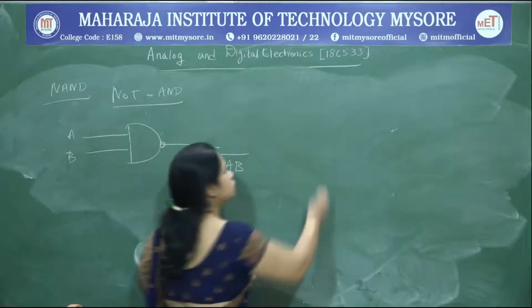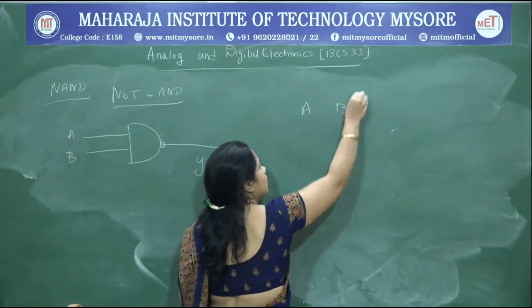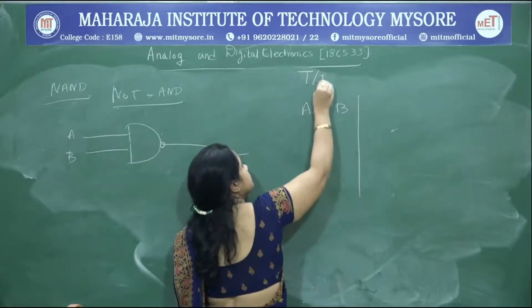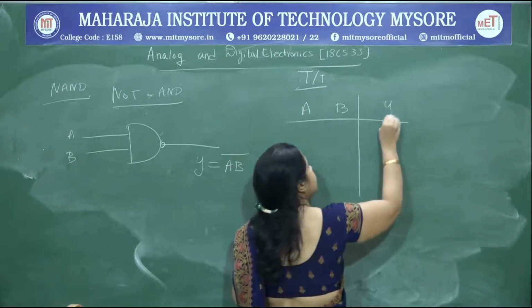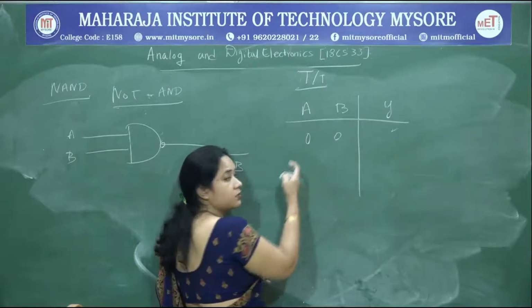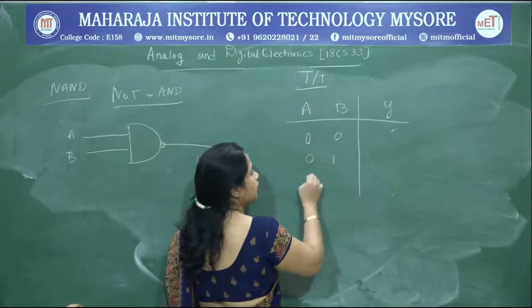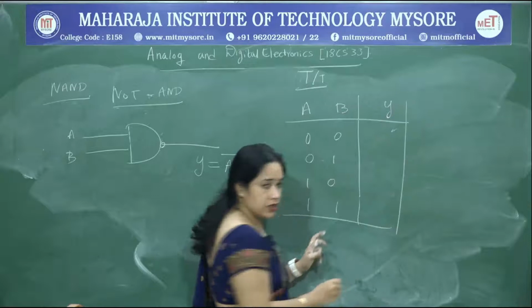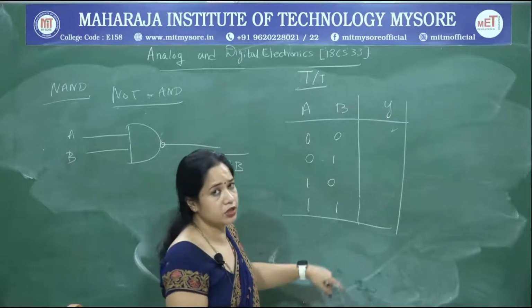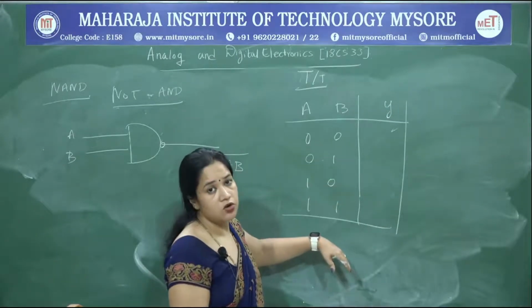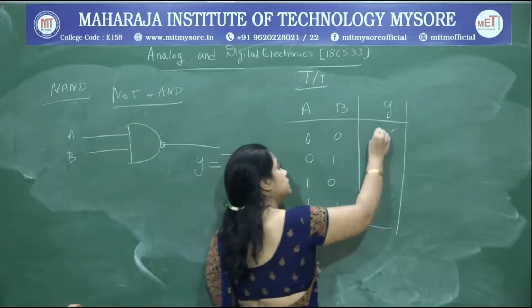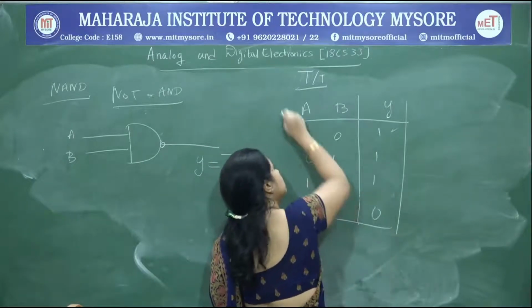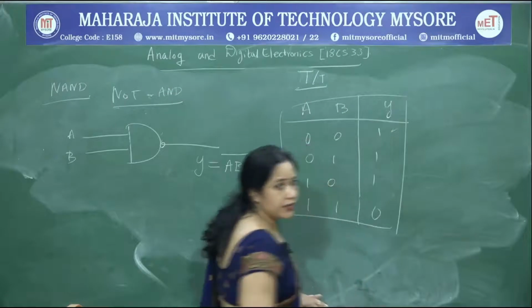And coming to the truth table, A, B are the inputs and Y is the output. All possible values of inputs are 0, 0, 0, 1, 1, 0 and 1, 1. And you are aware AND is 1 only when both the inputs are 1, in the rest of the cases it is 0, and NAND is the opposite, so it is 1, 1, 1, 0. So this is the output of your NAND gate.